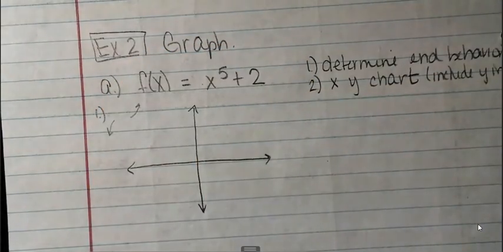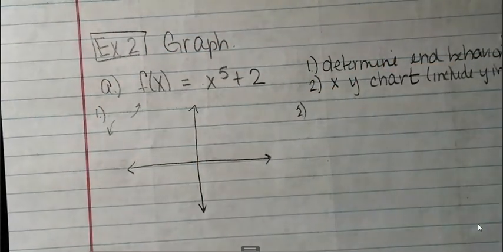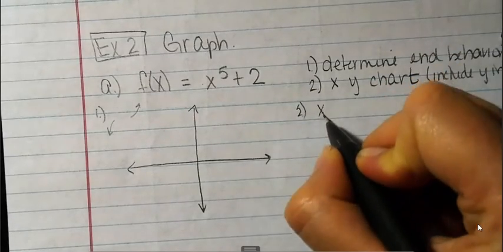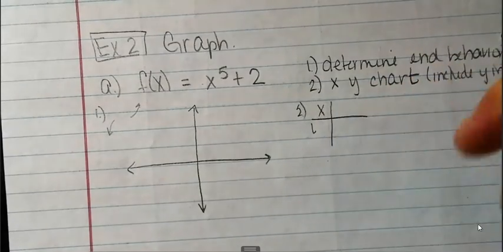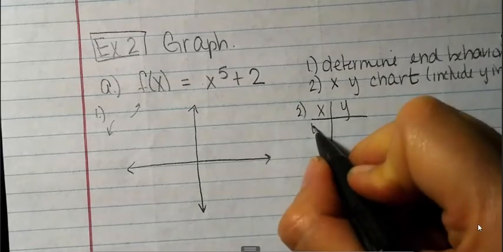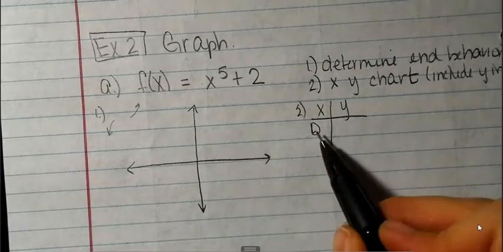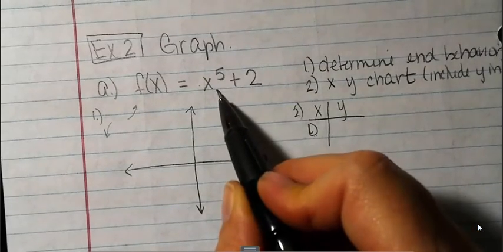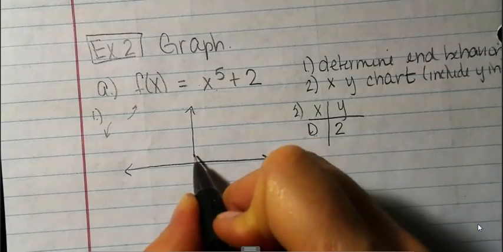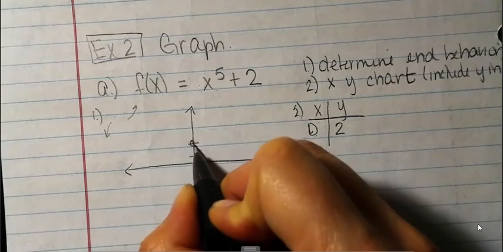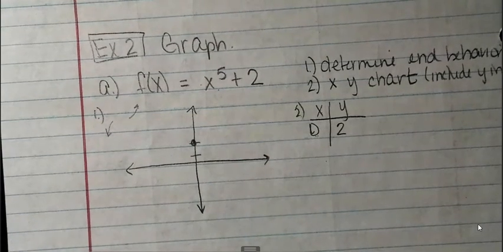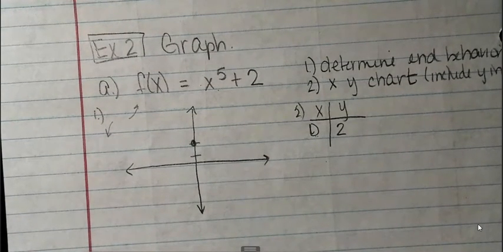Okay, so 1, I determined the end behavior. I'll put a little 1 there. And 2, I'm going to make an XY chart. Oops, the Y chart would go here. And I'm going to start with 0, right? I'm starting with that y-intercept. So I plug 0 in here and I get 2. And I should definitely plug some things in around it. So maybe I'll do, how about -1 and +1?